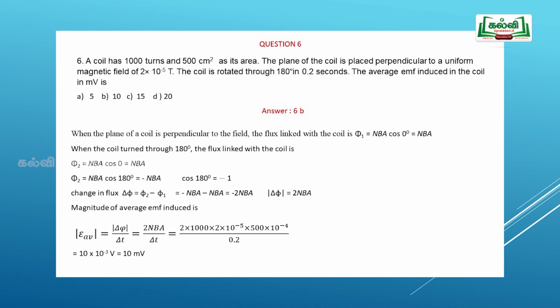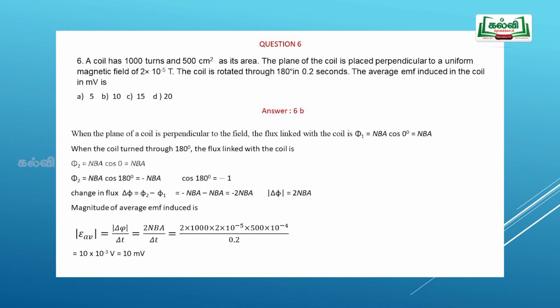Next question. N is given, A is given, then as usual it is perpendicular, so cos 0 is 1, B is given. This again I saw in many of the NEET exams. This concept is also there. What is happening here is that theta is changed, B, A, cos theta. So far we have been taking cos theta as 1, cos 0.